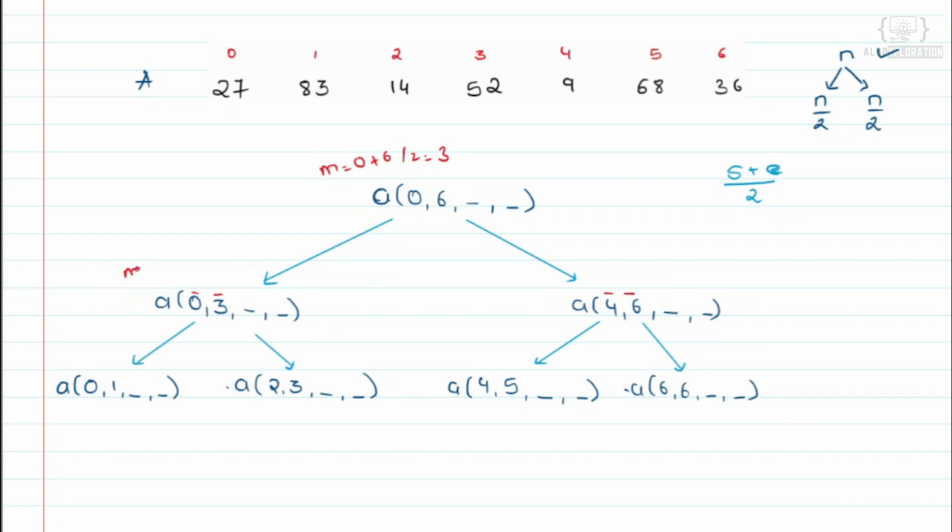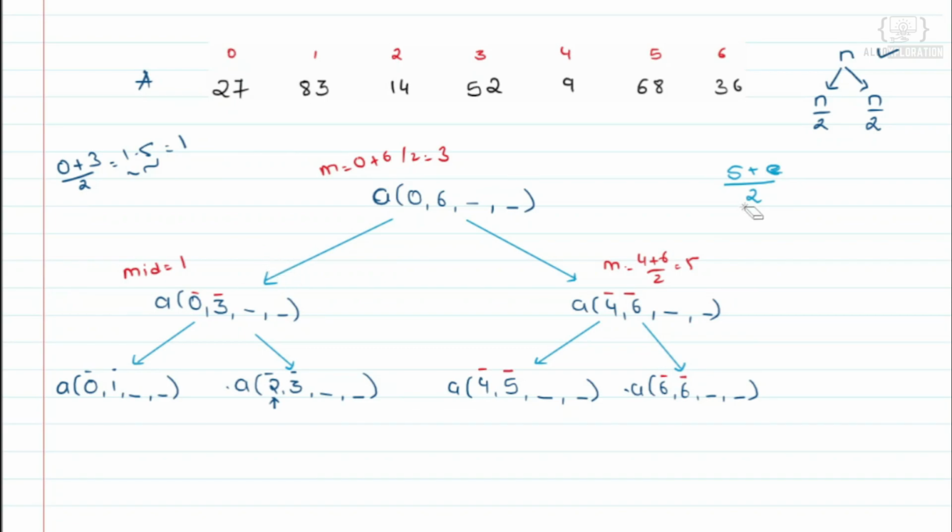Similarly here the mid will be 0 plus 3 by 2. So it will be 1. Now many of you will argue that 0 plus 3 by 2 will be 1.5, but actually we are taking the floor value, so that will be 1. So we will call 0, 1 and 2, 3. Mid plus 1, that is 1 plus 1, 2, and here the mid value will be 4 plus 6 by 2, that will be 5. So 4, 5 and 6, 6. So in this way we will call the function.